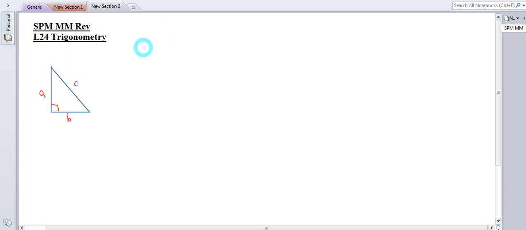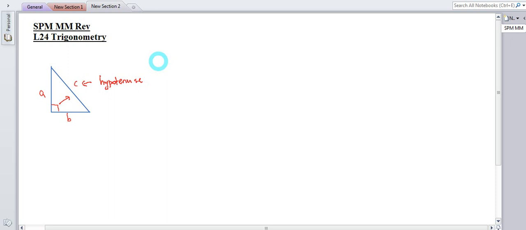Okay, so before I start the trigonometry, let me do a quick revision with you first, how to find the length of the side of a right angle triangle using the Pythagorean theorem. The side which is the longest side of a right angle triangle, we call it the hypotenuse. And it is always opposite the right angle here. So it's actually very easy.